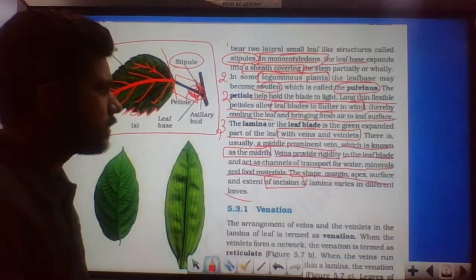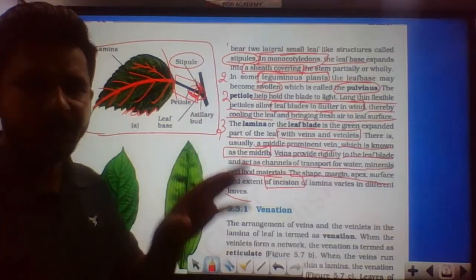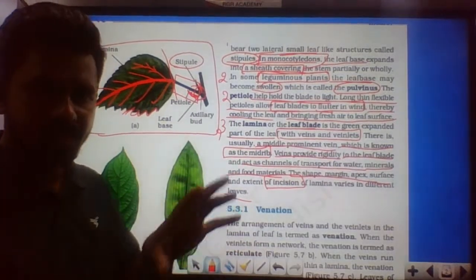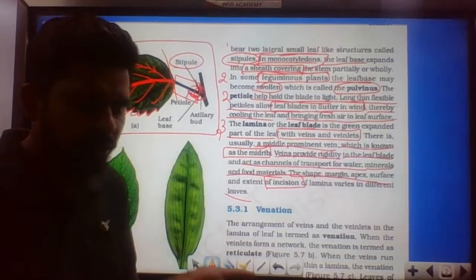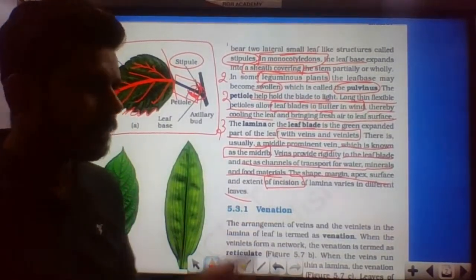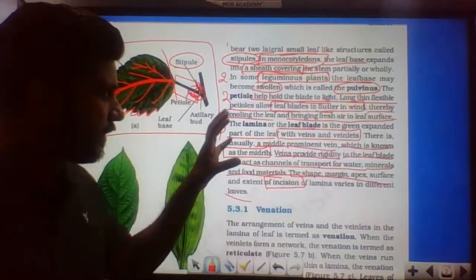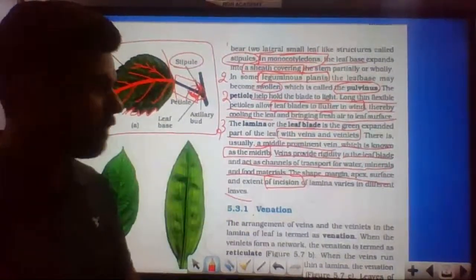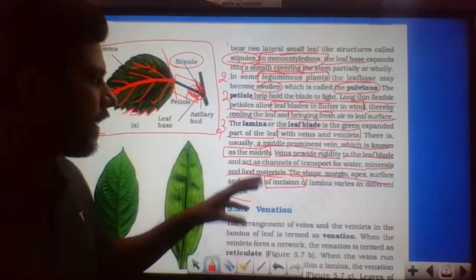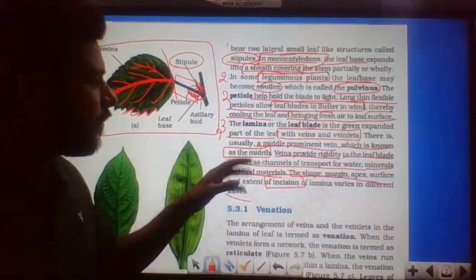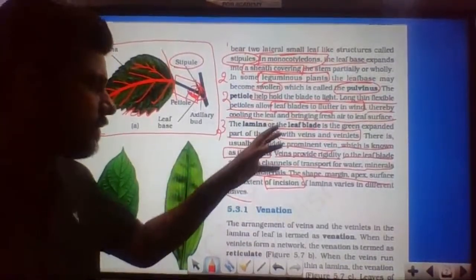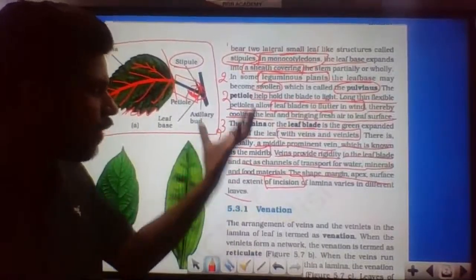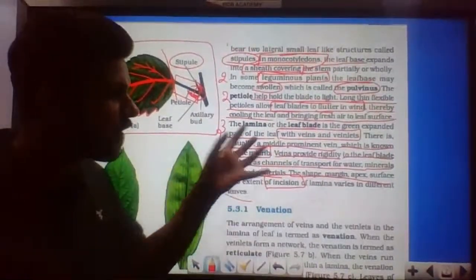Right. So far we discussed the leaf: what is a leaf, what are all the parts, and what are the roles of those parts. Leaf base and petiole, and the last one is lamina or leaf blade. So we can expect a question from anywhere, but we should remember all the content. நம்ம இங்க எங்கிருந்து question வராதுன்னு சொல்லவே முடியாது.